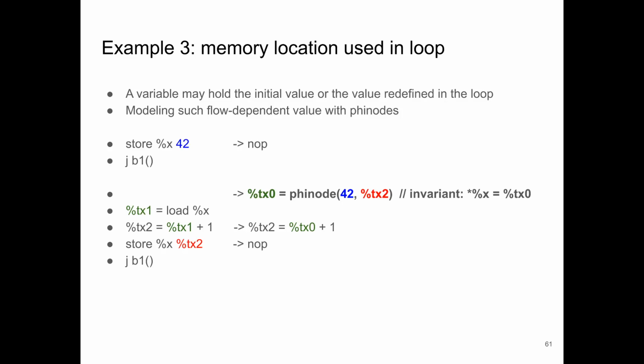So basically, this program is storing 42 at the beginning, and in this loop body, in each iteration, it is storing 43, 44, 45, 46, and on and on. So it is incrementing the value stored in the location, basically.